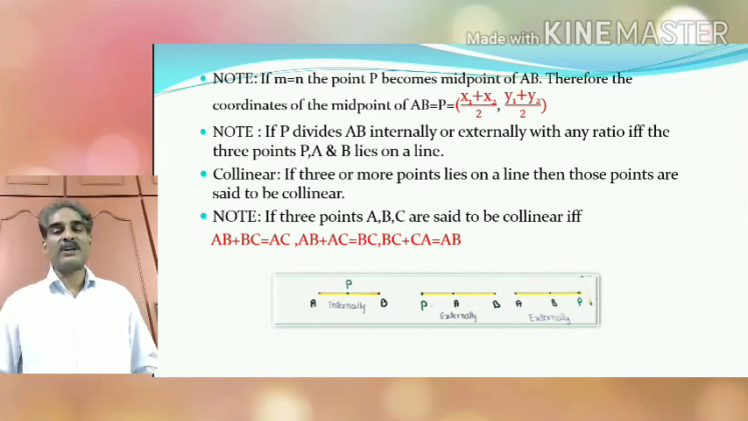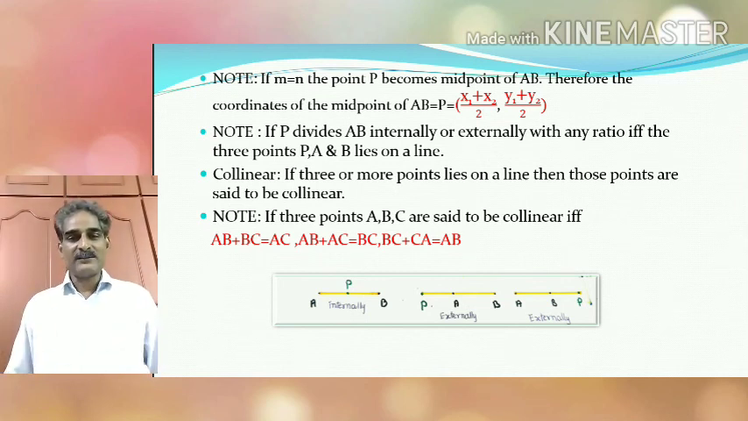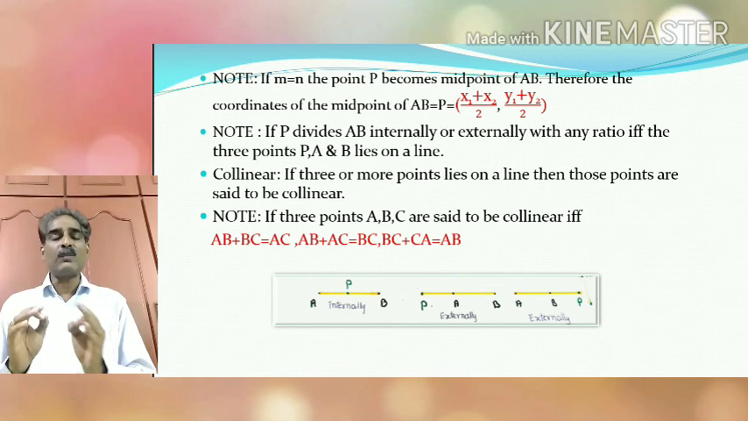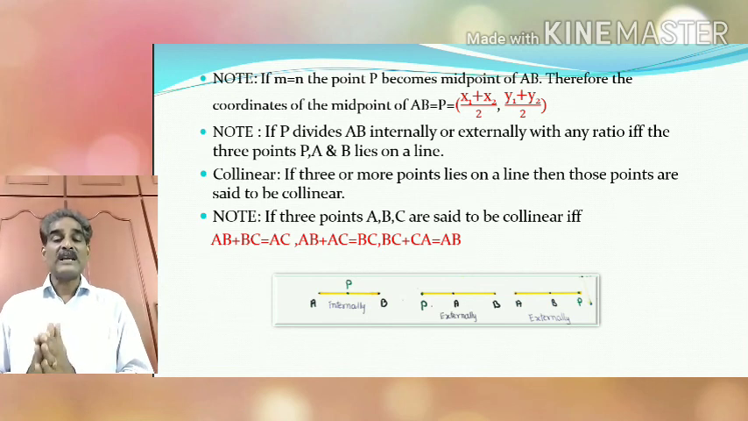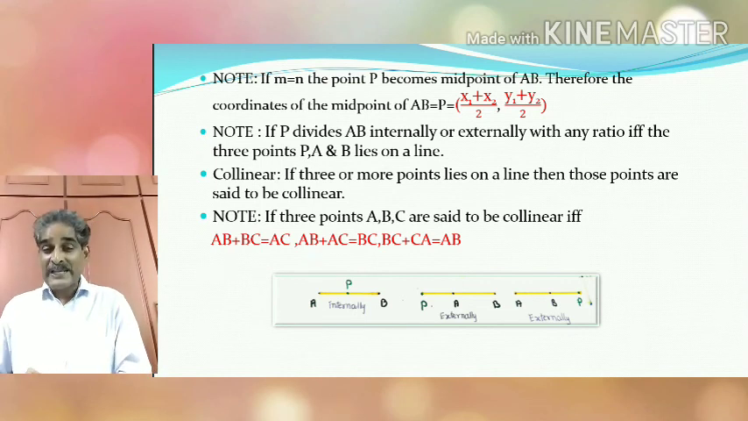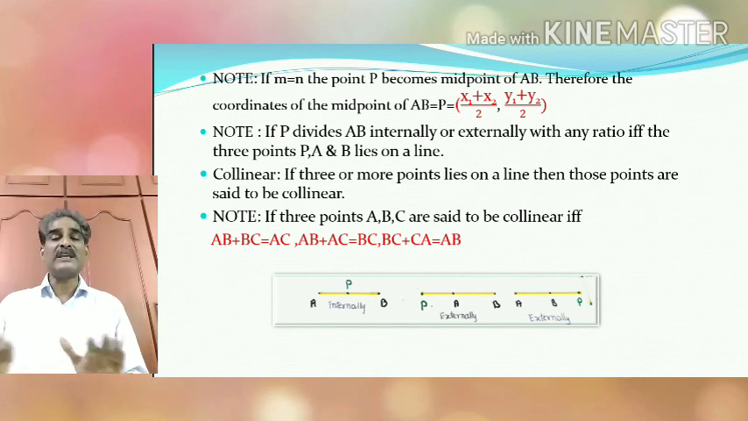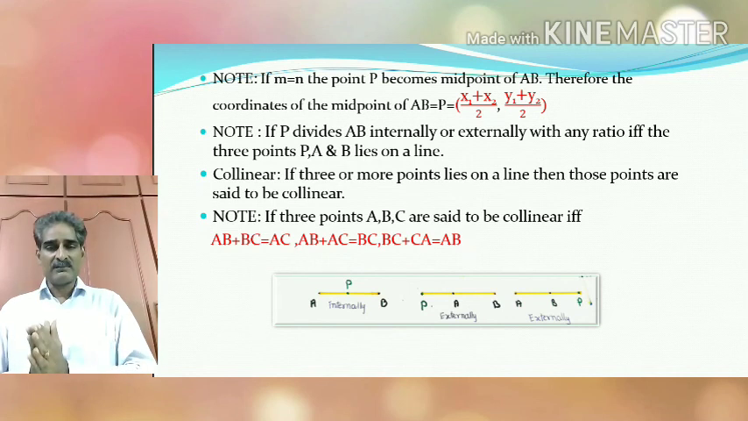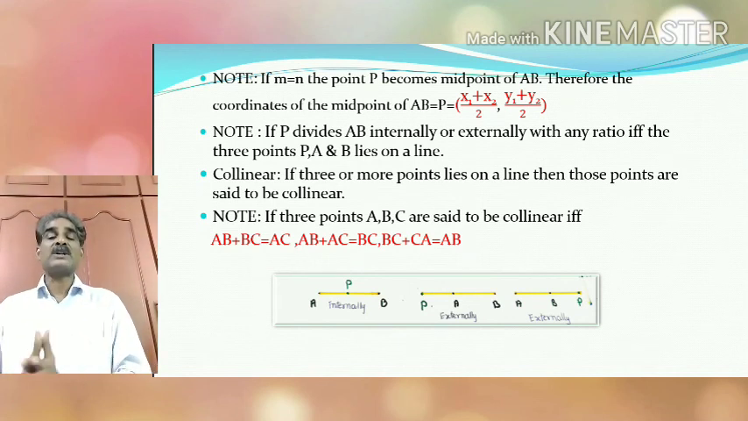Now come to one important definition, collinearity. How can you prove the collinearity of points? Simple. If 3 or more points lie on a line, then we can say that those points are collinear. Otherwise, if a line passes through any 3 or more points, then we can say that the points are collinear in that case also. So what is the definition of collinear? If 3 or more points lie on a line, then those points are collinear.